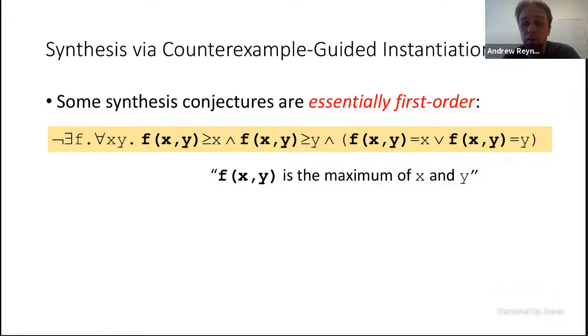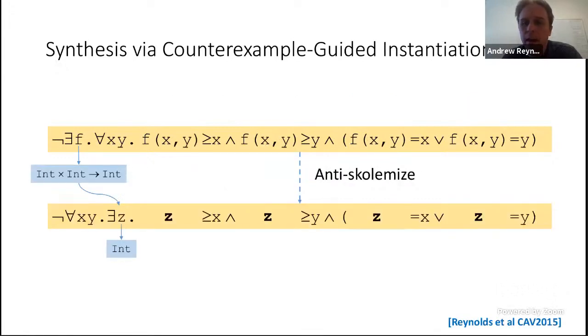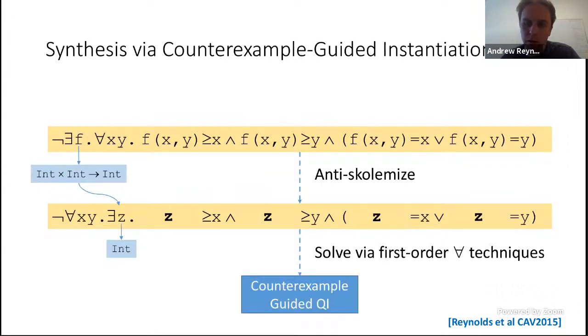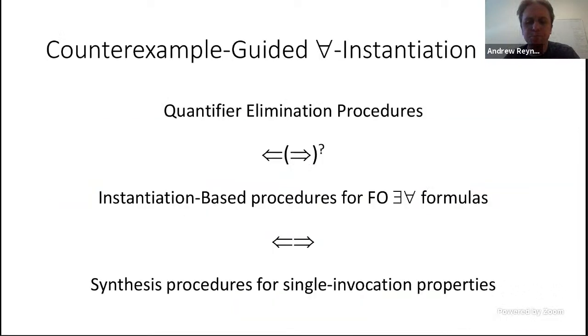In particular, this is the classic max example, saying that f of x y is the maximum of x and y. What you can do with a conjecture like this is what's known as anti-skolemization, where the outermost function f is pushed inwards to become a first order variable z. Then it's in a first order form, and we know how to solve these in SMT solvers. The techniques that we use to solve them are under the umbrella of counterexample-guided quantifier instantiation.